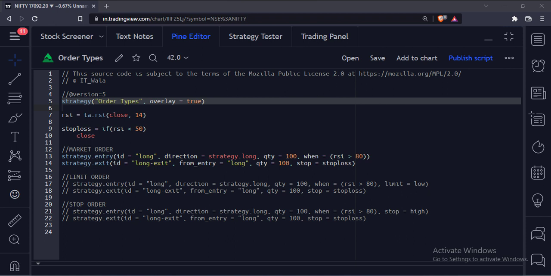Let's start. Today we will learn about the different order types in the TradingView Pine Script.